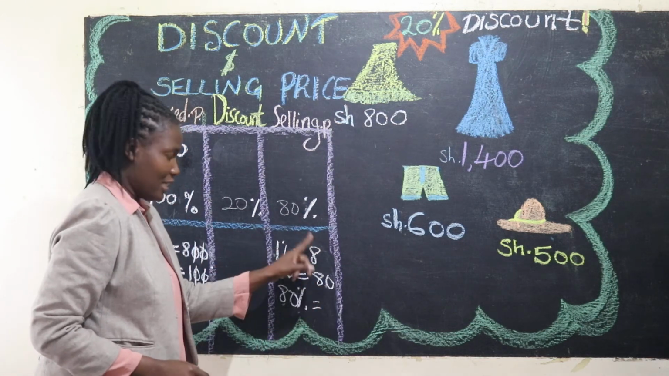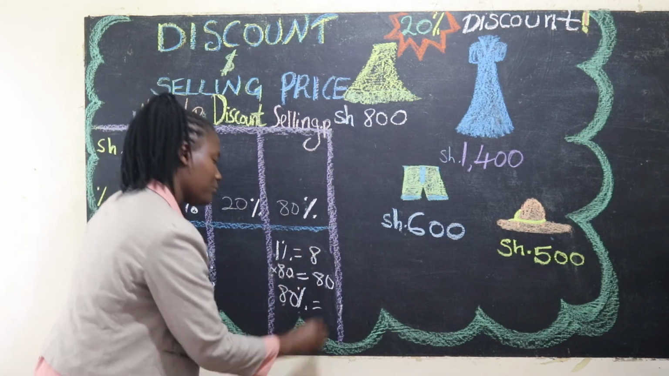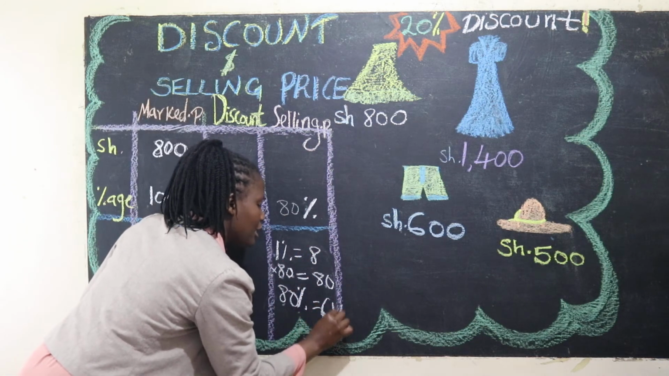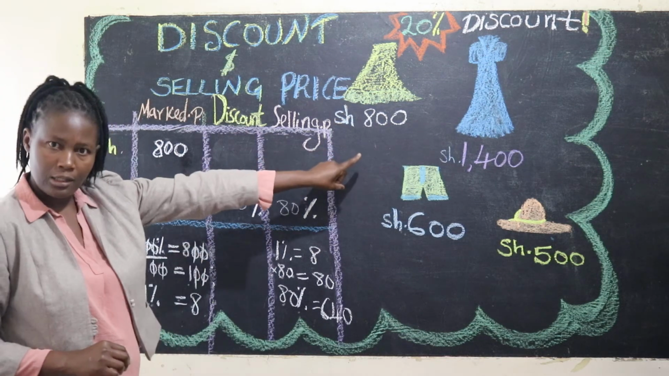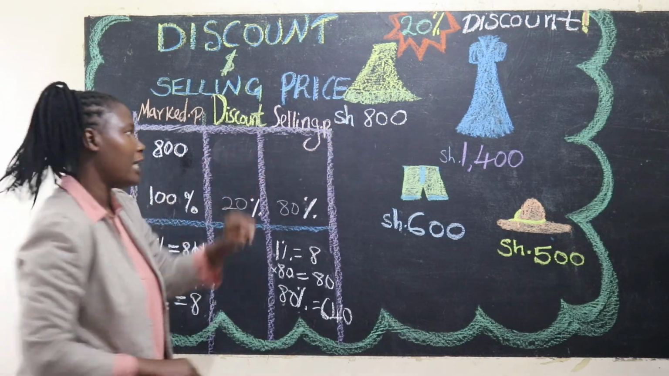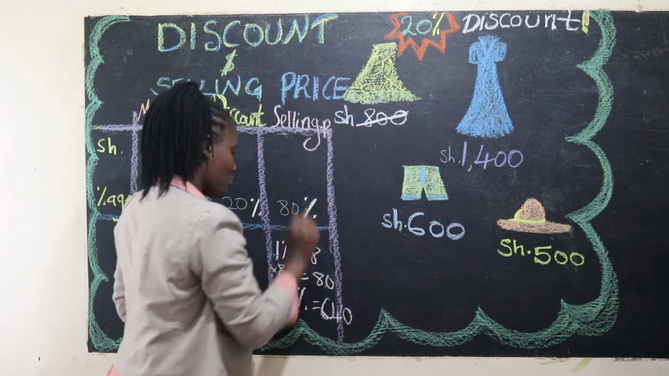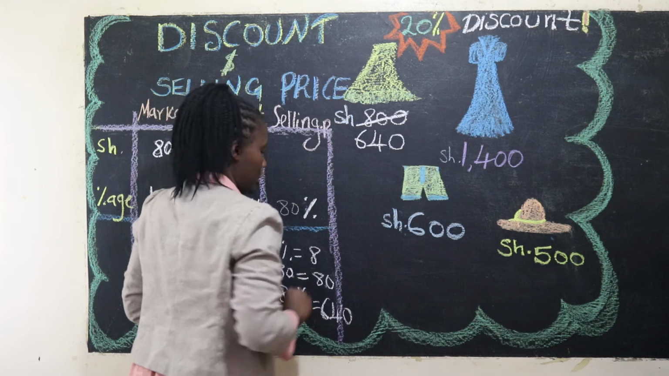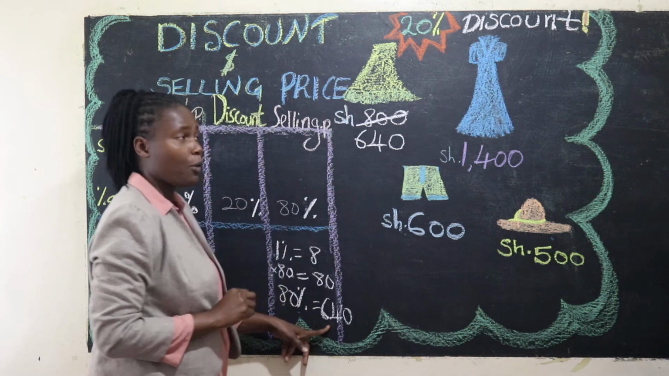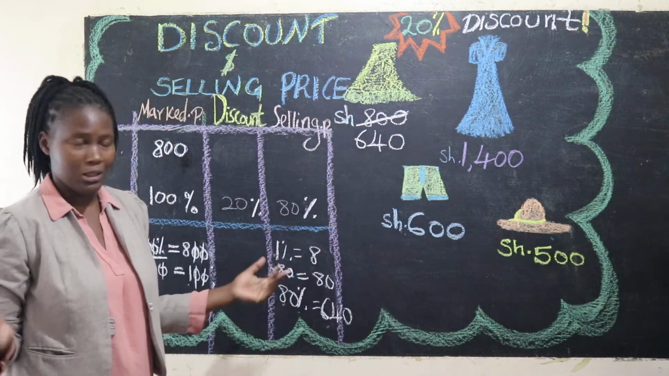80 times 8 is equals to 640. So this skirt here is no longer 800, but the new selling price is 640 shillings. What a lovely offer for the customers.